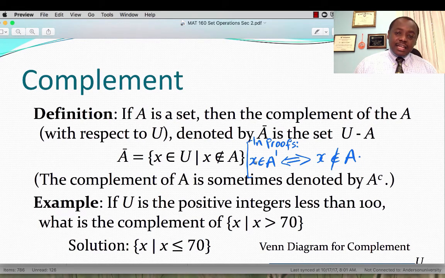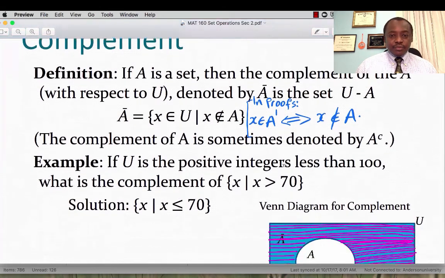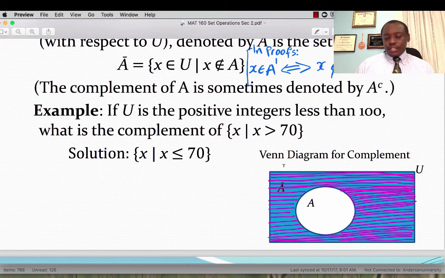If I say that X is an element in A prime, that means X is not in A. And the reverse direction, if we say that X is not an element of A, it means X is in A prime, if and only if. So we would use this in proofs before we get done today. Okay, so if we look at our Venn diagram right here, the shaded region is our A complement, and this is A. Observe that A intersection A complement is the empty set. Okay, there cannot be an element in both A and A complement at the same time.